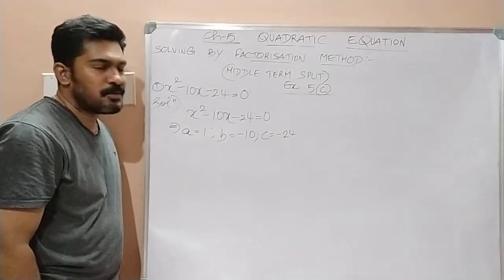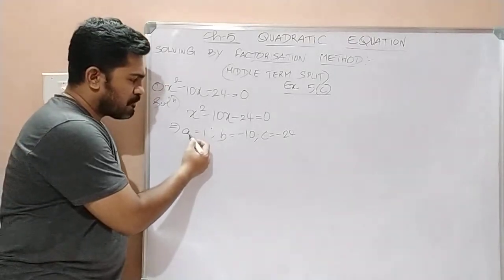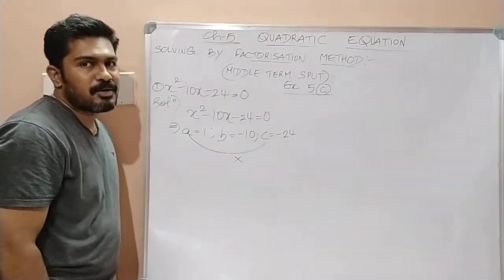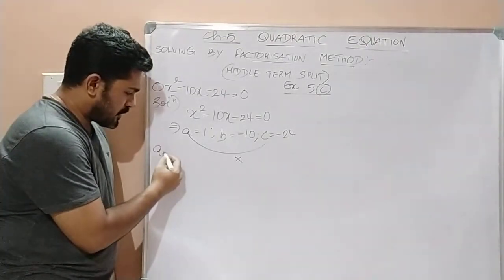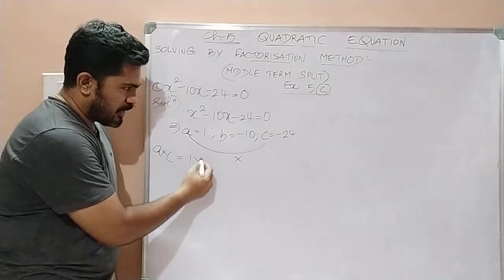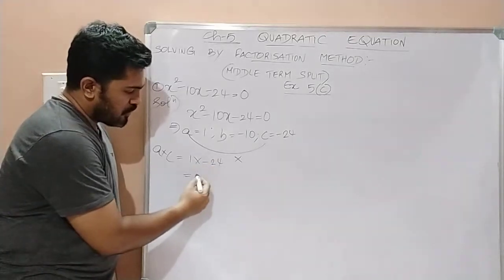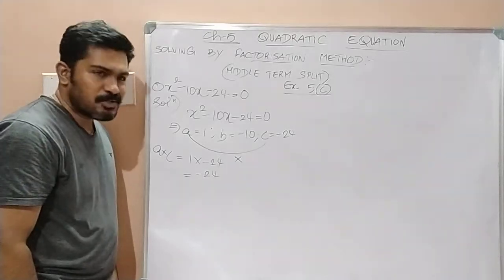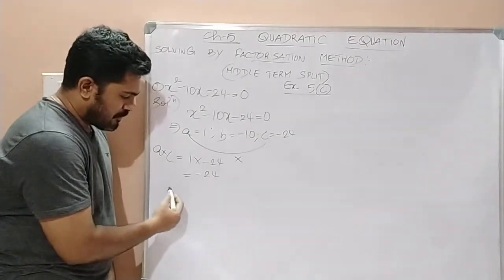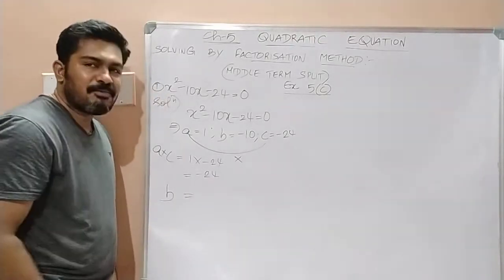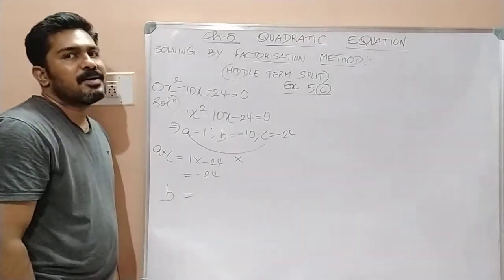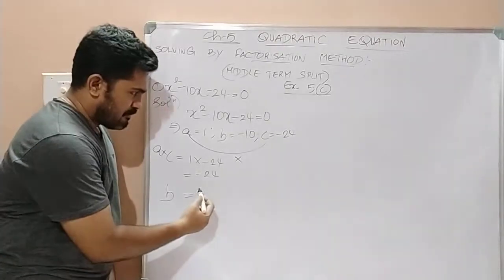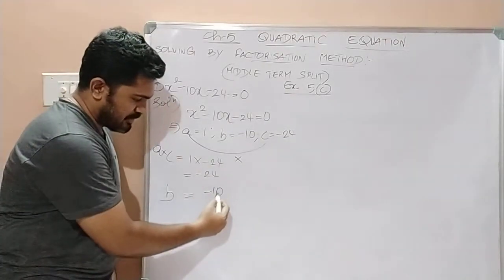Then what we used to do? We used to take the product of a and c, isn't it? What is the product of a and c? 1 into minus 24, which is equal to minus 24. Now children, the next step is we used to take the value of b. That means the numerical coefficient which is there in the middle of the expression, which is minus 10 over here.